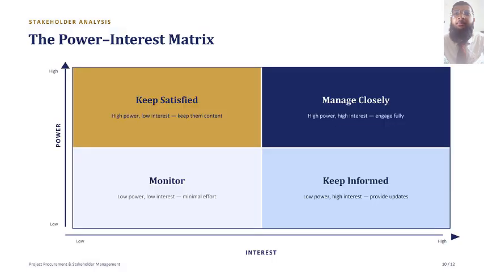The power interest matrix. To manage stakeholders effectively, we use the power interest matrix. Stakeholders with high power and high interest need to be managed closely. Those with high power but low interest should be kept satisfied. Stakeholders with low power but high interest should be kept informed, and those with low power and low interest just need to be monitored with minimal effort.